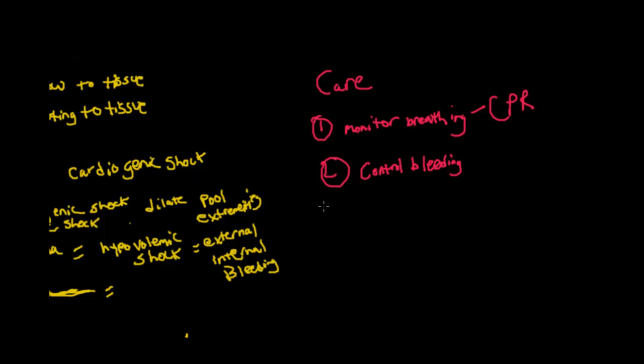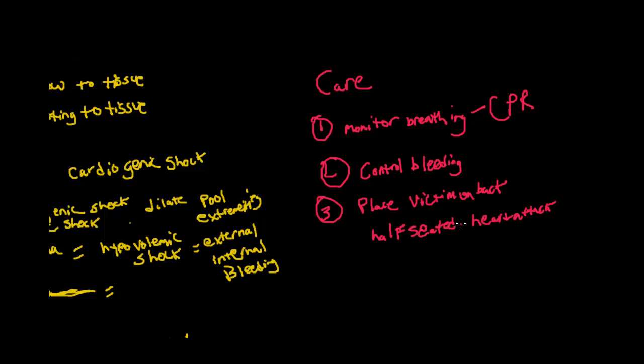So if it's external bleeding, you try to control it by applying a pressure bandage. You place the victim on their back. So again, what I talked about, going horizontal just makes it easier for it to pump blood around. Place victim on back. If they're having a heart attack, you can put them in a half seated position. So that's for heart attack. Half seated, it's much more comfortable.